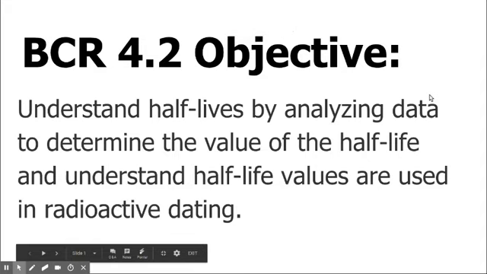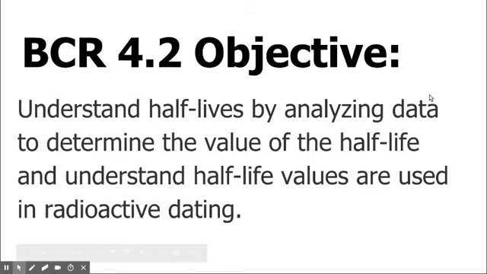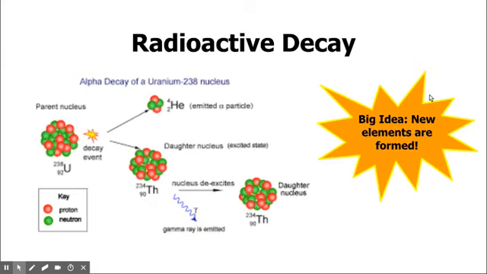So, Objective BCR 4.2 is all about understanding half-lives by analyzing data to determine the value of a half-life, and understanding that half-life values are used in radioactive dating, so to determine how old things are. Now, half-lives are just a way to look at radioactive decay.